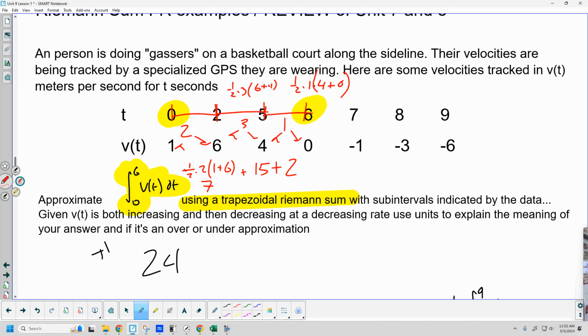Now, telling your neighbors, what does this mean with units? Give me the units for this number. Units count now. Units count. What are the units and what is the meaning? Go. Tell your neighbors, what's the units? What's the meaning? They've not done 24 gassers. That's a lot.